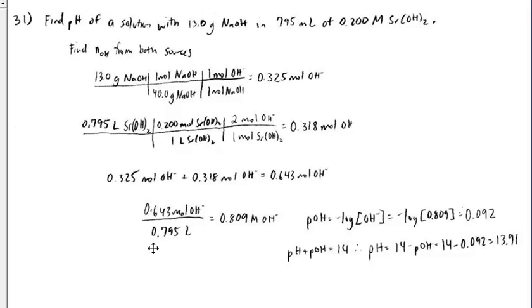Divide that by the overall volume, assuming that the adding of the 13 grams of NaOH didn't increase the volume, and you find your overall concentration is 0.809 molar OH⁻. Find the pOH by doing the negative log of that OH⁻ concentration, and the pOH is 0.092. Then do 14 minus that, and you can find that the pH is 13.91.